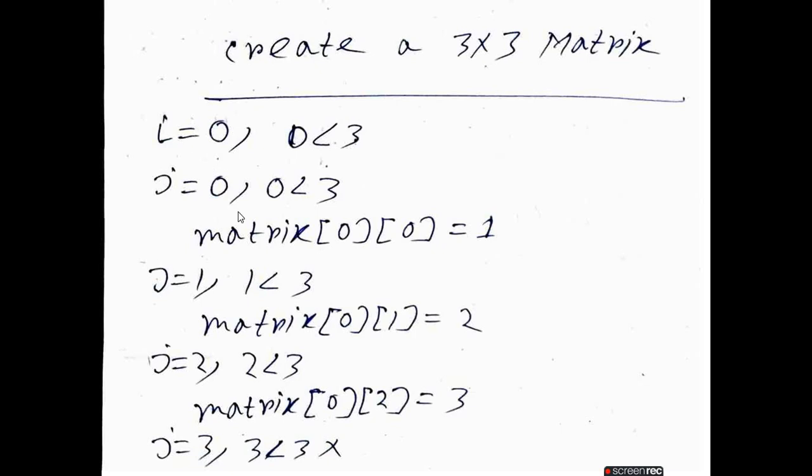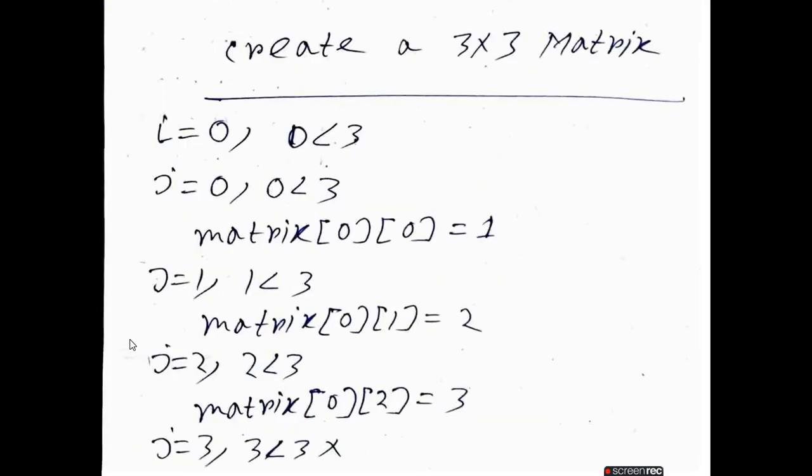Now for the matrix, what is the i value? 0. What is the j value? 1. Every time we take the input into matrix[i][j]. So i means 0, j means 1, so matrix[0][1]. We have stored the input as 2, so row 0, column 1 is stored with value 2. Next, increment j, it becomes 2. 2 is less than 3. Yes, 2 is less than 3.